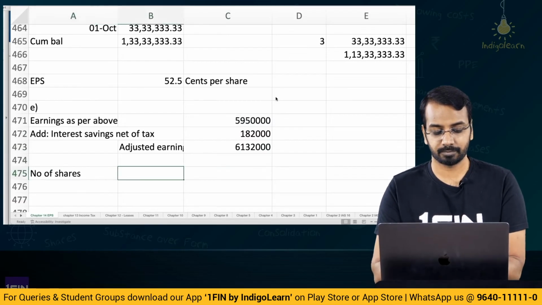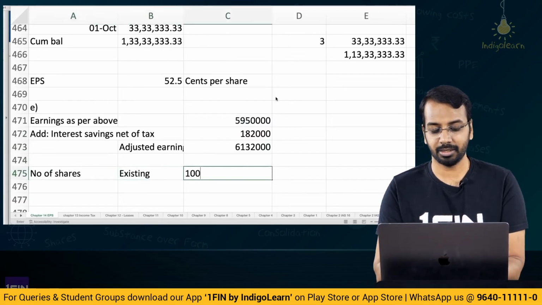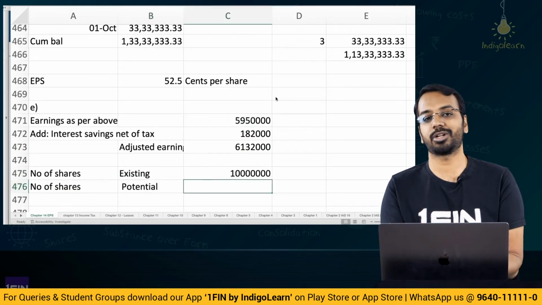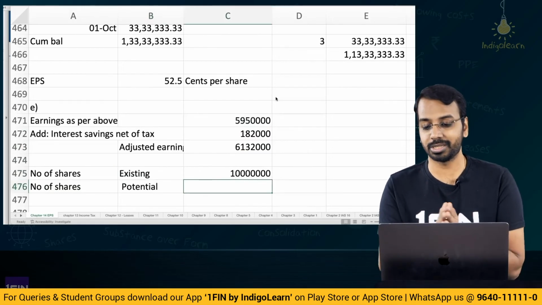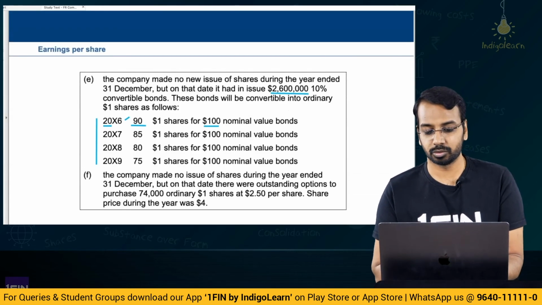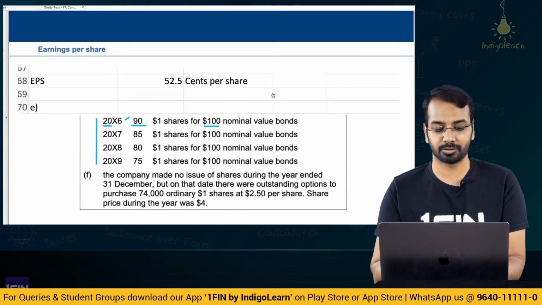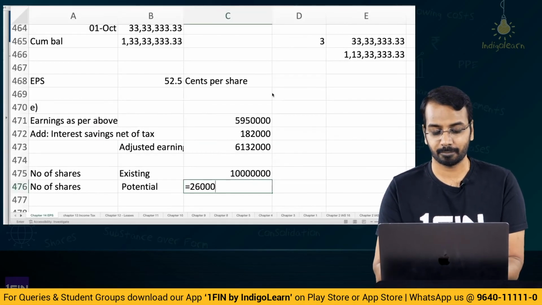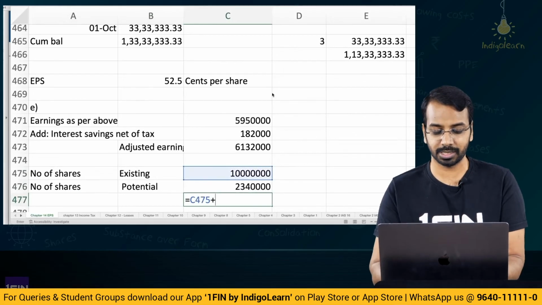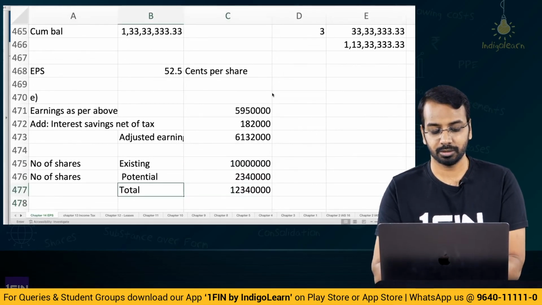Number of shares: existing 10 million. Number of potential shares. Potential means how many shares would come up if the loan is converted. For a $100 bond, you will get 90. So for 2.6 million, how many would be issued? Basically 2.6 million divided by 100 multiplied by 90, 234,000. So this plus this is the total shares.